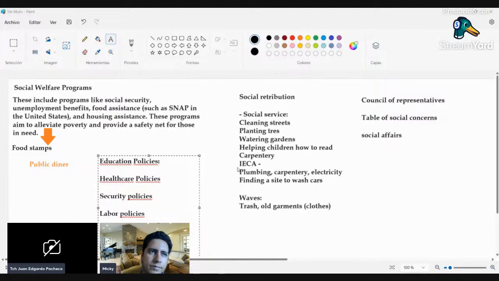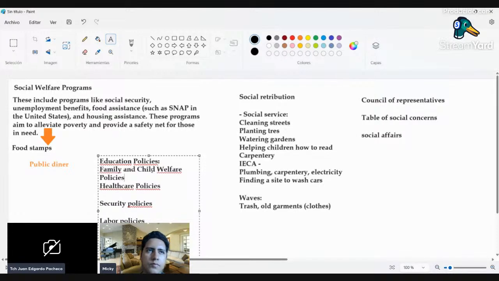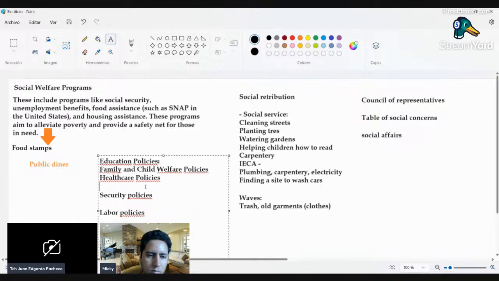What else would you discuss in your tables? What other topic would you include? Maybe family and child welfare policies. All right. So these are your tables. I think I had everything, housing policies, I think, and that's more or less the most important topics that you discuss with your tables, with your representatives.